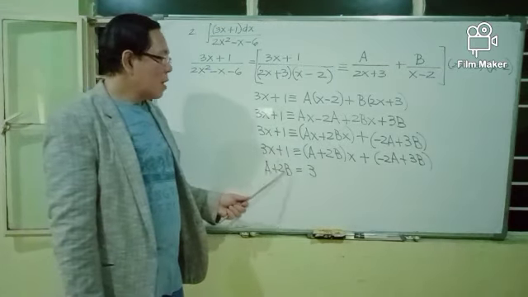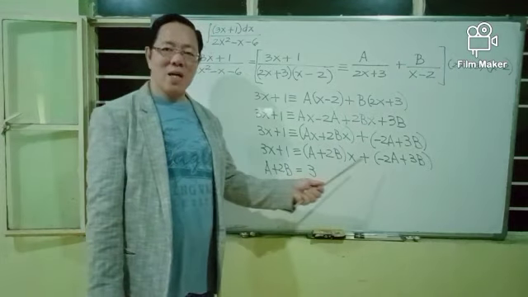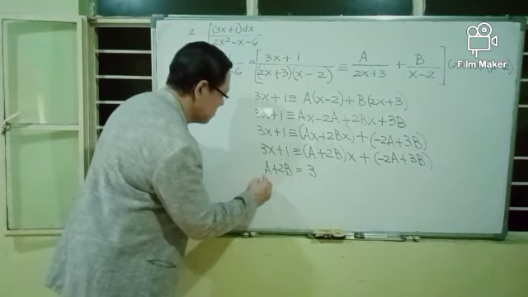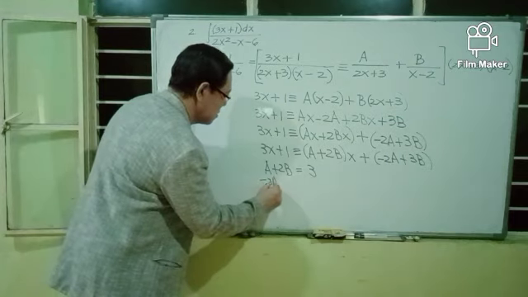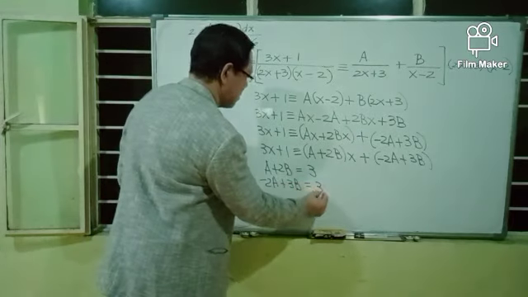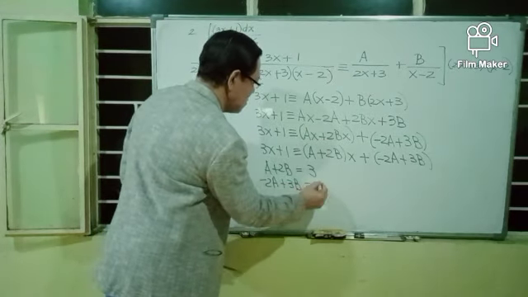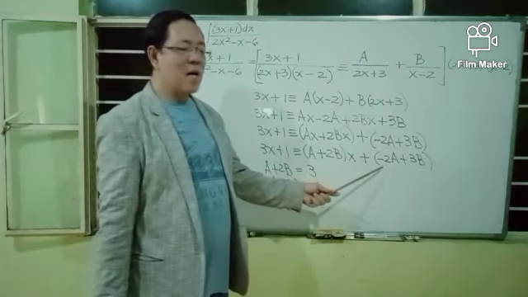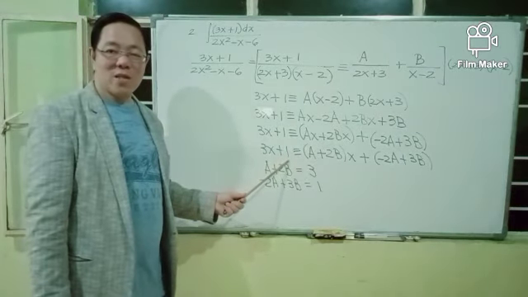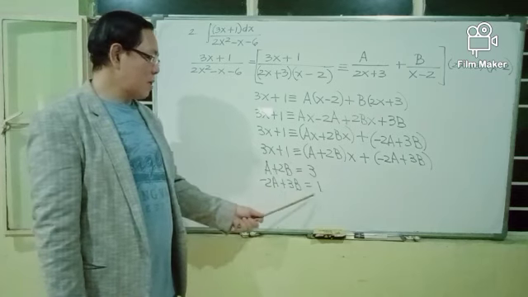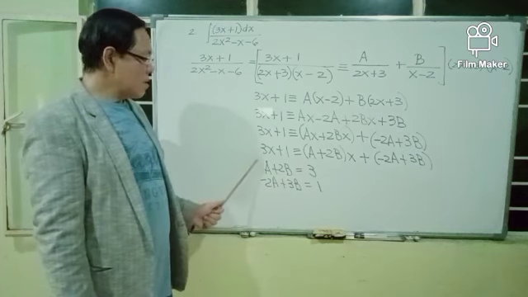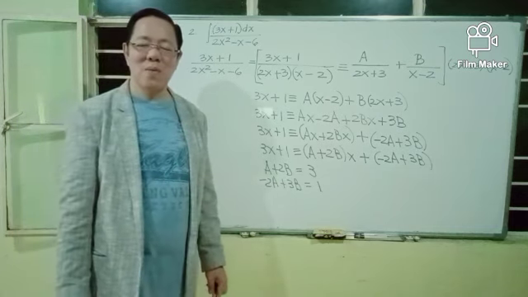And the constant term minus 2a plus 3b, we equate to the constant term at the left-hand side. Sorry. The constant term at the left-hand side, the term without x, is 1. So minus 2a plus 3b is equal to 1. Now, we have a system of two linear equations in variables a and b. This is a system of linear equations in two variables a and b.